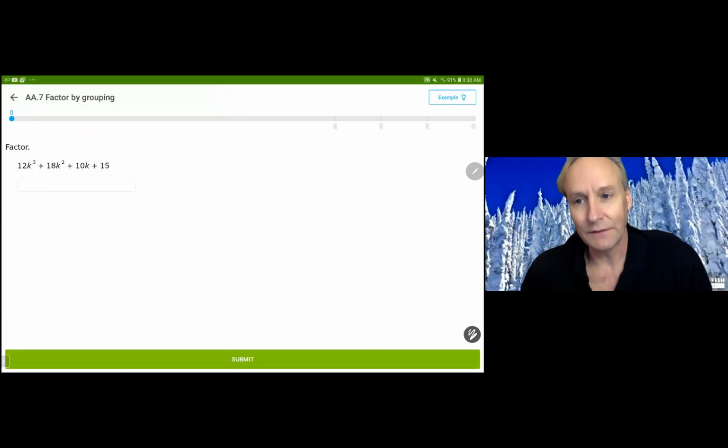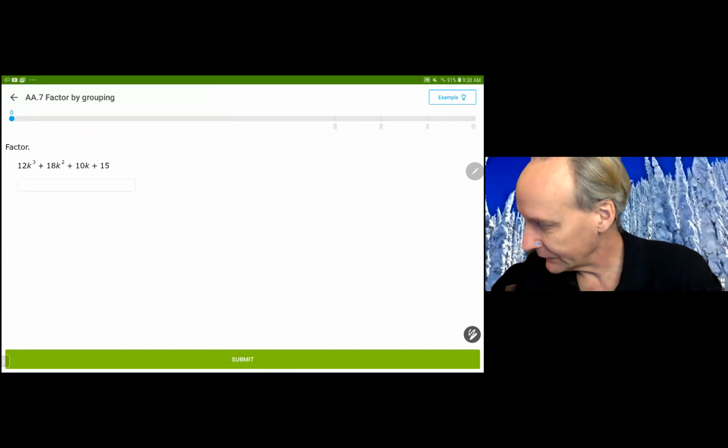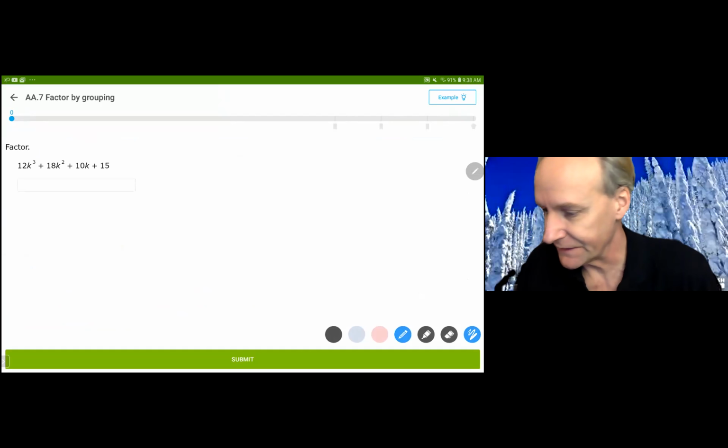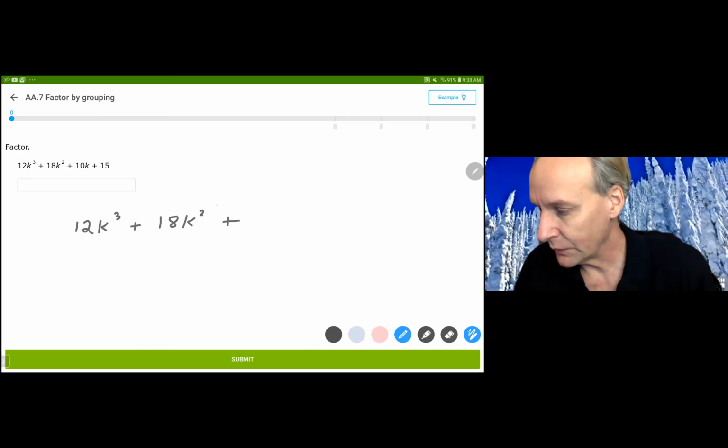And what we're looking for, and there's a trick to it, is a common factor, but there's more than just that. So we've got 12k cubed plus 18k squared. And what you want to do is separate this into 2 pieces, plus 10k plus 15.